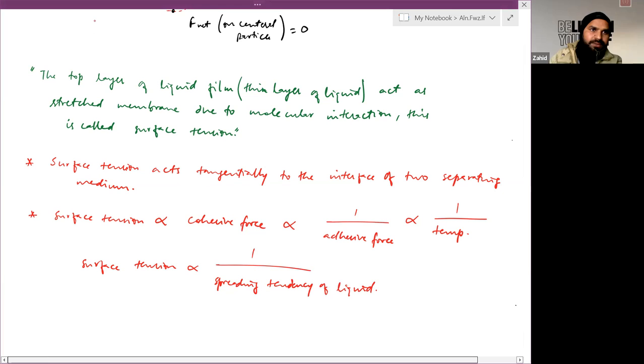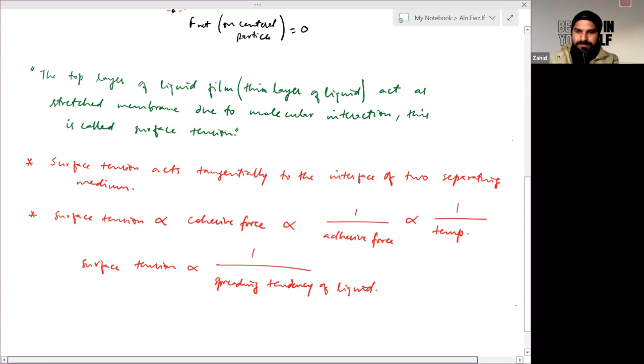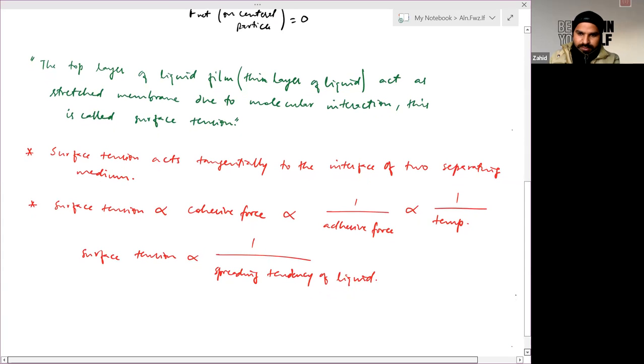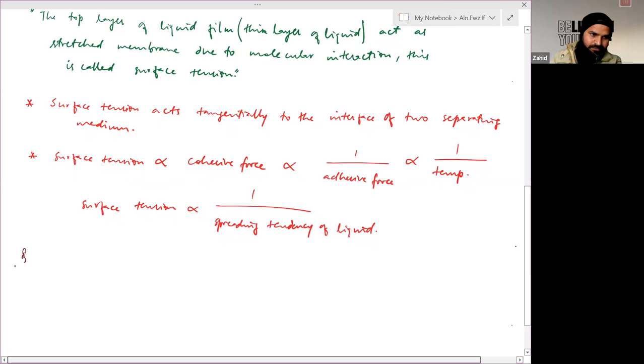Now, let me define some physical phenomena related to this surface tension. So the first question related to this part will be: why do we prefer hot soup instead of cold? Any guess?